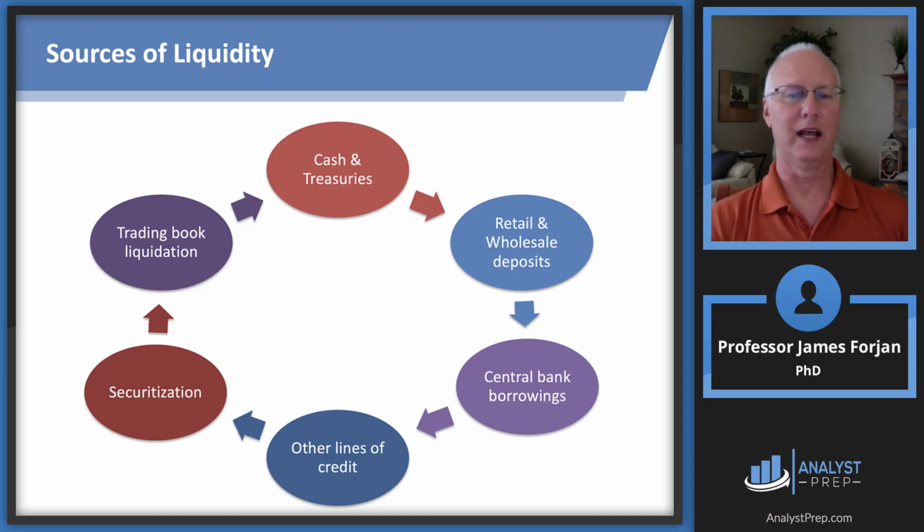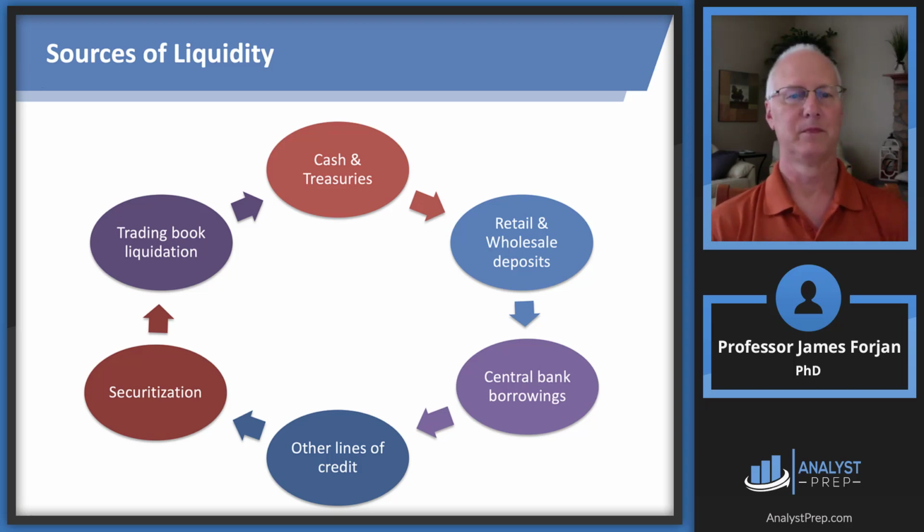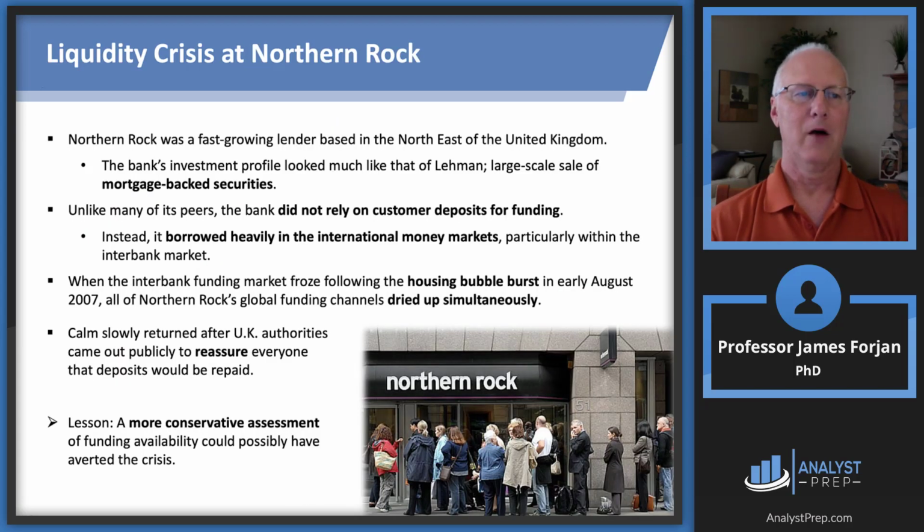We've talked about that at length. We have all these mortgages on the left-hand side of our balance sheet. Why don't we just package them together, put them into one big pool, and then sell them? And then trading book liquidation. How about that?